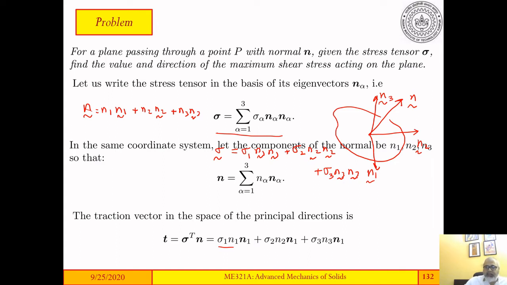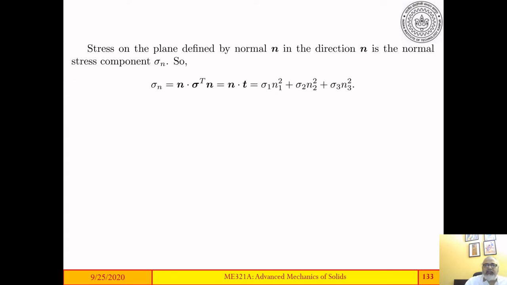So this is your traction, and now what is the normal component of the traction? The normal component of the traction is simply t dot n. So that is the normal component of the traction. Let's call it sigma n. So t dot n we can easily calculate. So we dot this with n, and then we will get, so this is wrong, this is n2, this is n3. Okay. So if we dot t with n, we will get the normal component, and this is what it turns out to be.